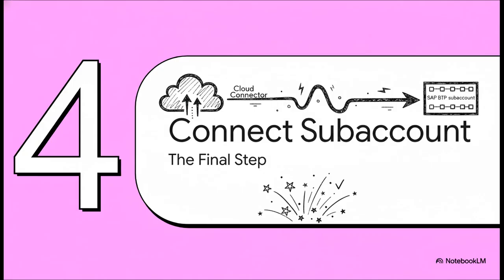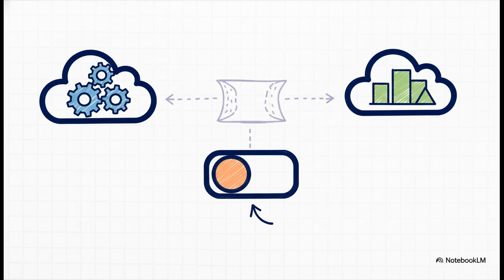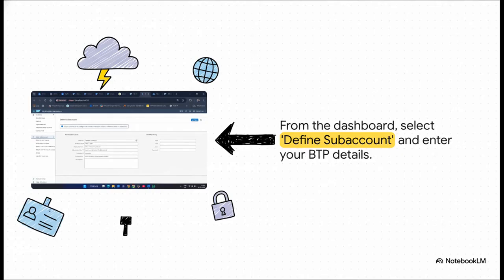We've installed it, we've logged in, and now it's time for the payoff. Let's connect our Cloud Connector to our actual SAP BTP subaccount. This is the moment the whole secure tunnel actually gets built. Until you do this, the Cloud Connector is just sitting there, installed but not really doing anything. It's waiting for instructions. From the main dashboard, you'll see a big button or link to define subaccount.